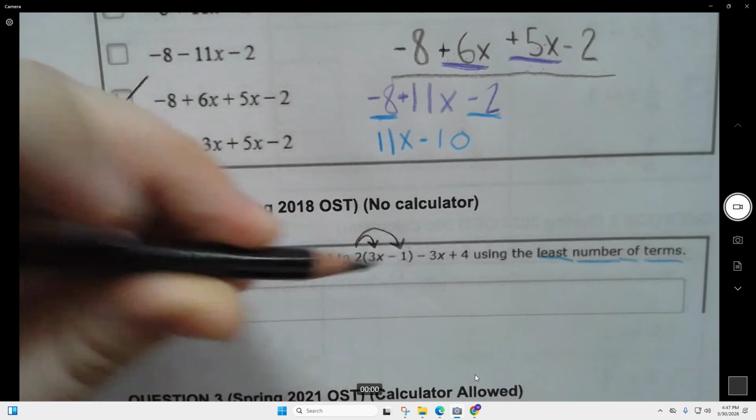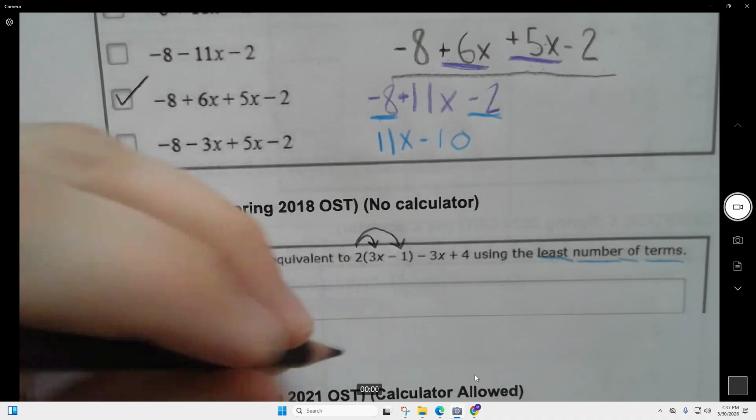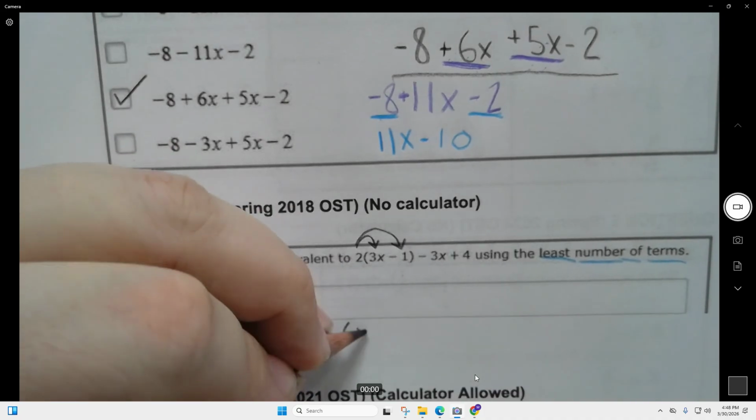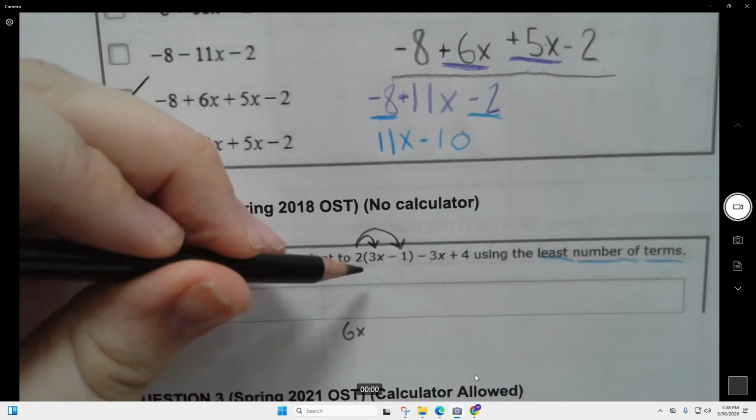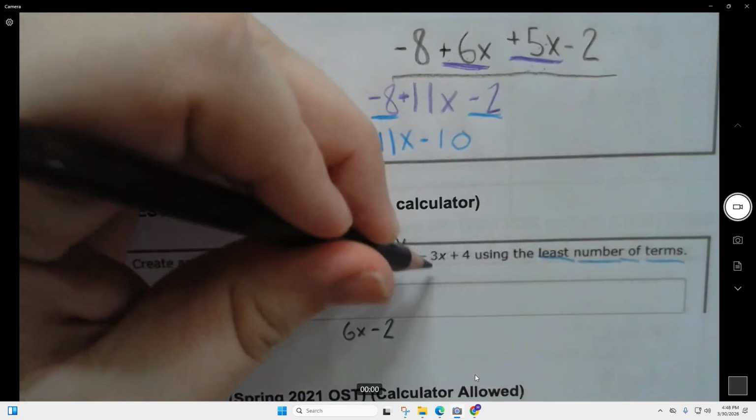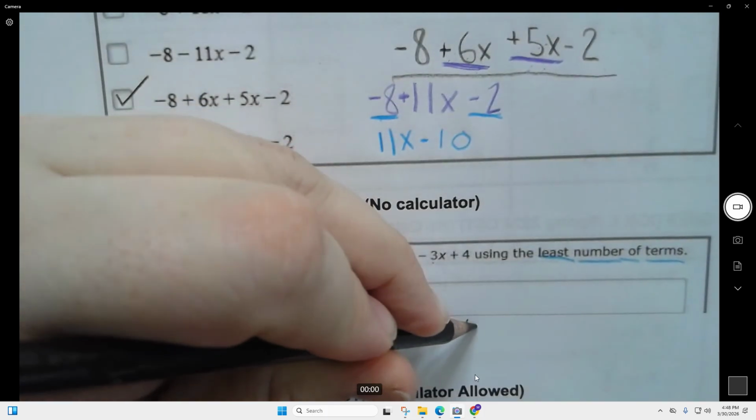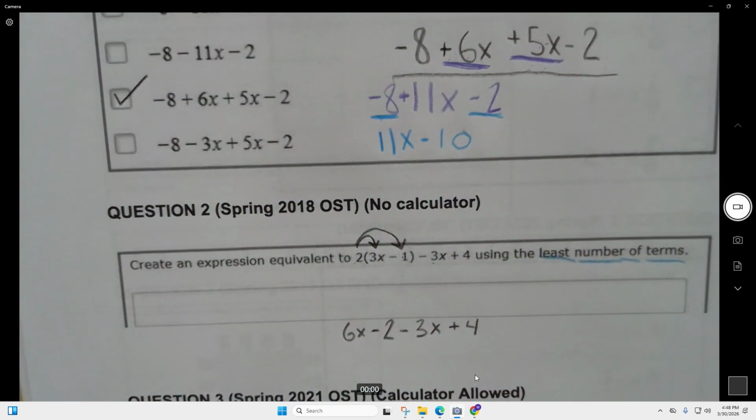Distribute this 2. Okay, remember distribution is always multiplication. So 2 times 3x makes 6x. 2 times negative 1 makes negative 2. And then everything else will just drop down. Now, this is an expression that is equivalent to our original expression. However, this is not the least number of terms. We need to get this to simplest form. We need to combine like terms.